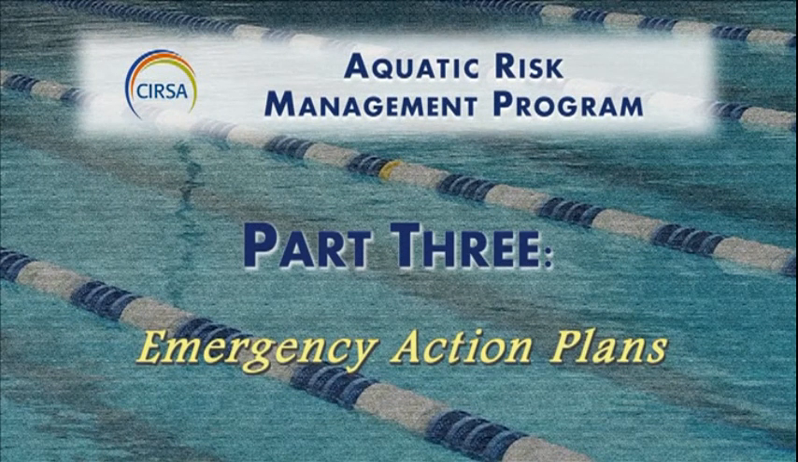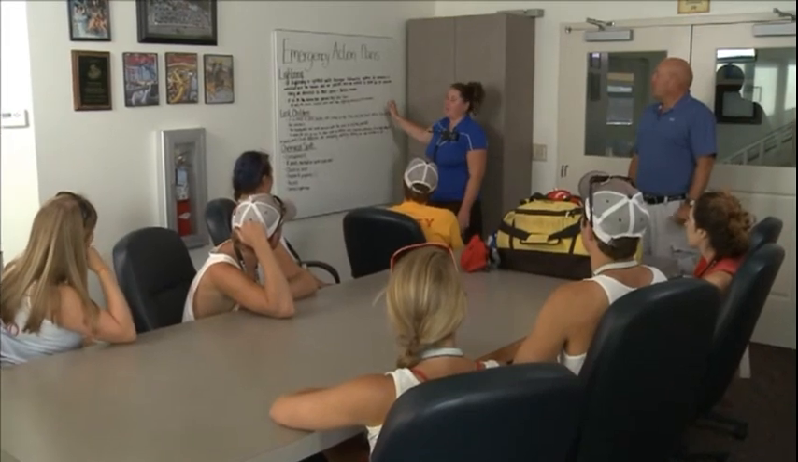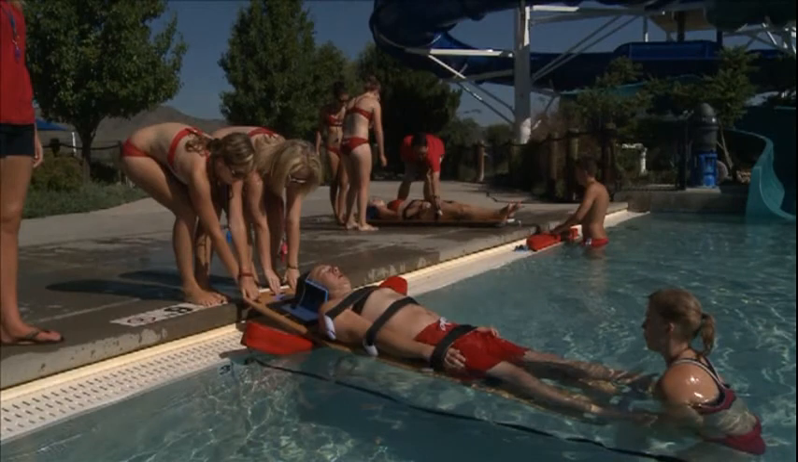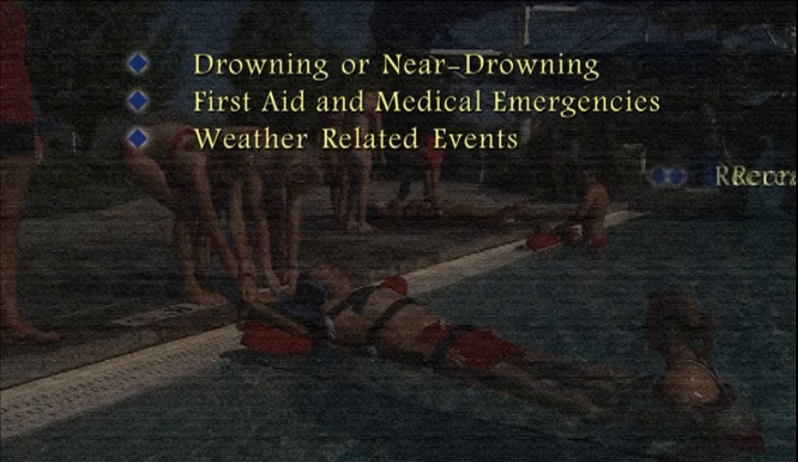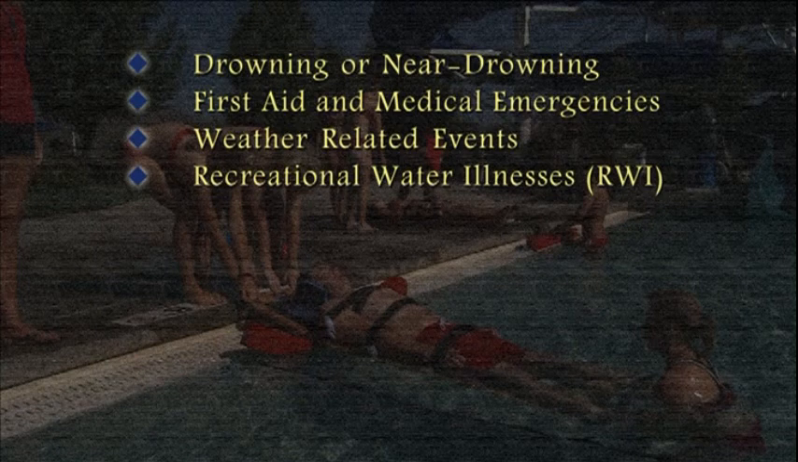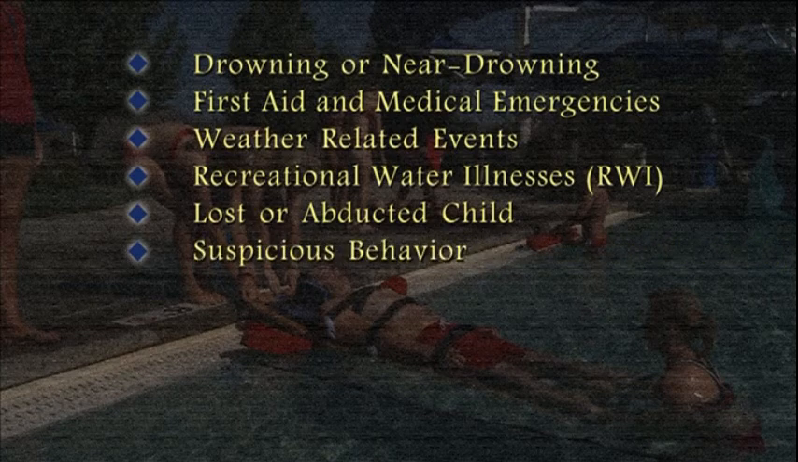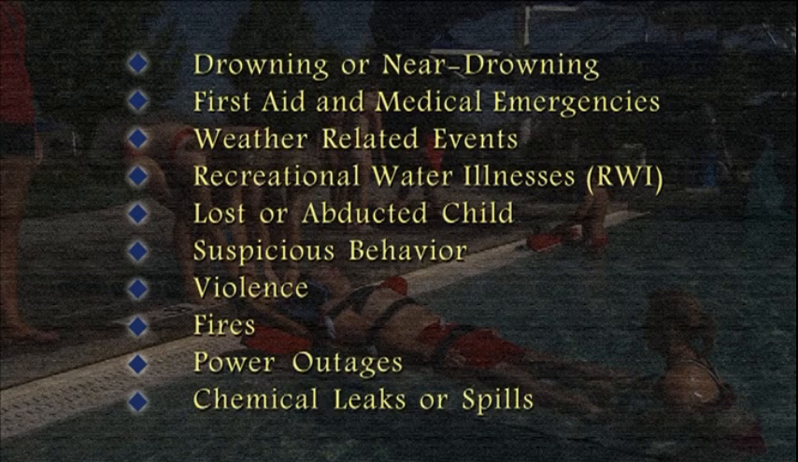Emergency action plans are another vital component of an aquatic risk management program. Every facility should have specific response procedures in place to deal with potential emergencies. These emergencies may include drowning or near drowning, first aid and medical emergencies, weather-related events, recreational water illnesses or RWI, a lost or abducted child, suspicious behavior, violence, fires, power outages, and chemical leaks or spills.